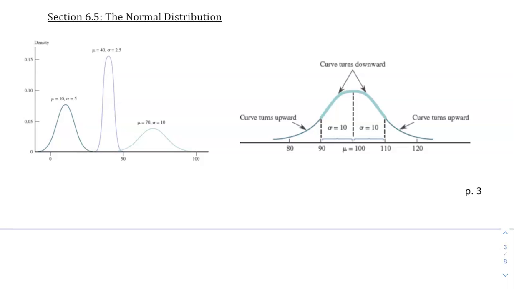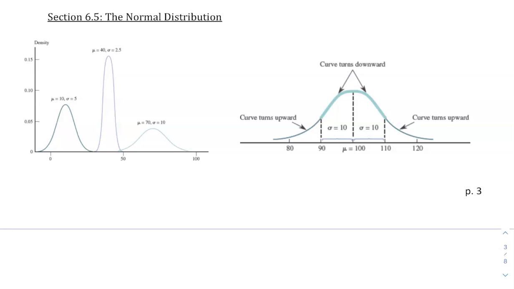One is that it's symmetric around its mean. Another is that the turning point, so the curvature, where it turns from curving downward to curving upward, always occurs exactly one standard deviation away from the mean. And we see that the mean and the standard deviation define what these normal distributions look like.